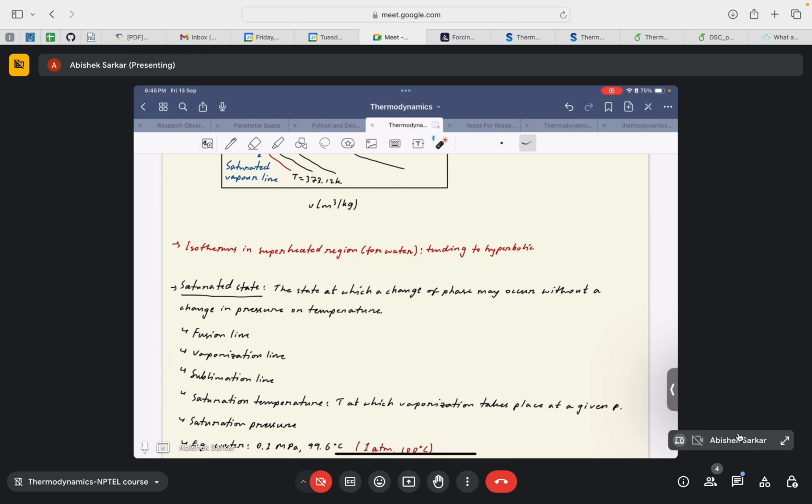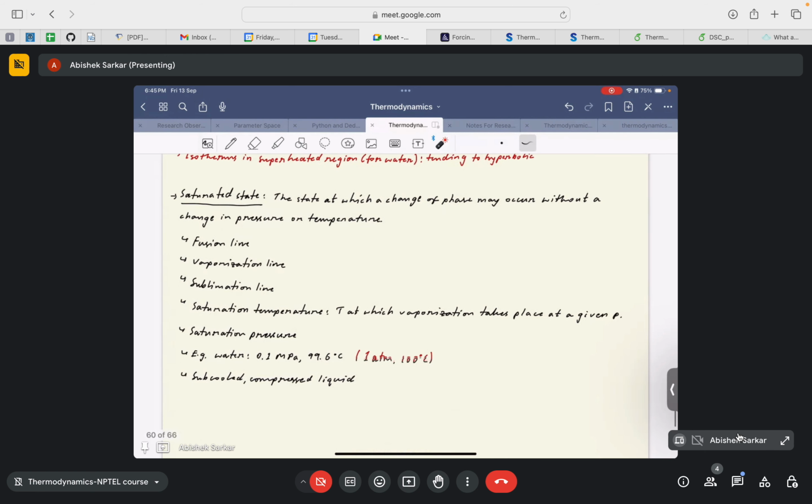So again, the saturation state. Professor Anand defines the saturation state as the state at which the change of phase may occur without a change in pressure or temperature. Basically, the liquid and vapor are in equilibrium at that particular state. So these are the various lines. I already discussed it, so I won't go further. If you have any doubt, you can ask.